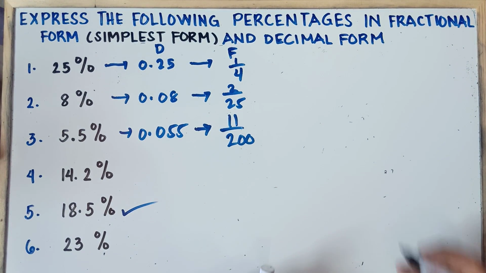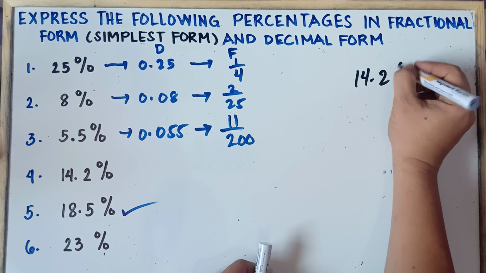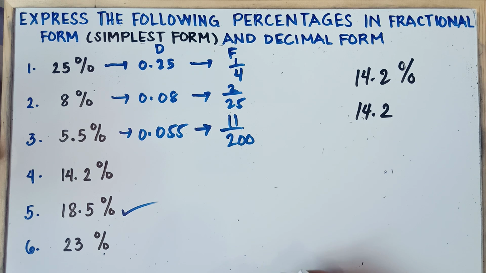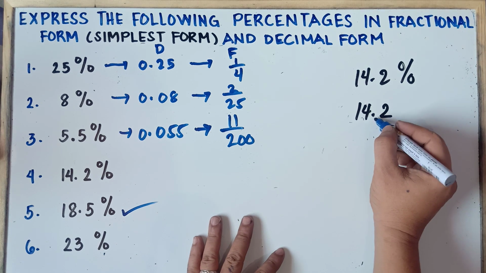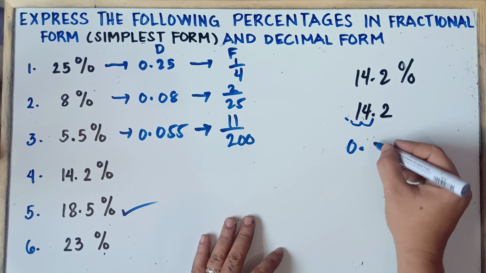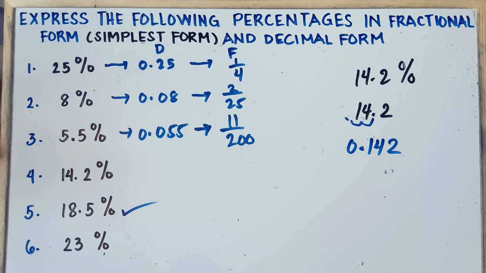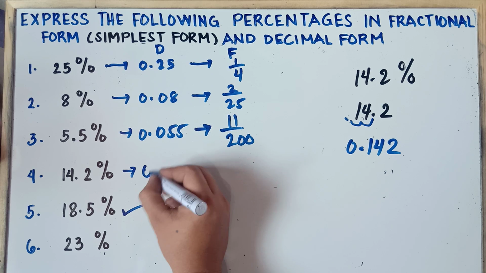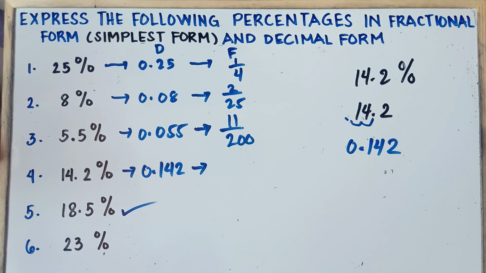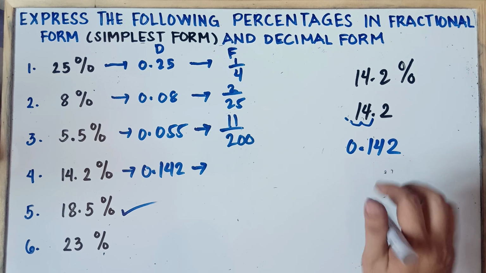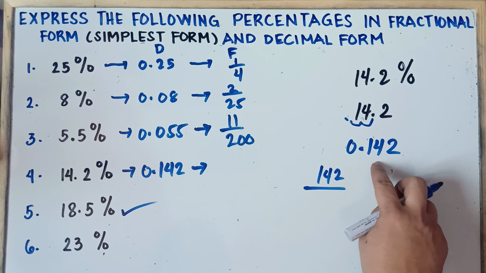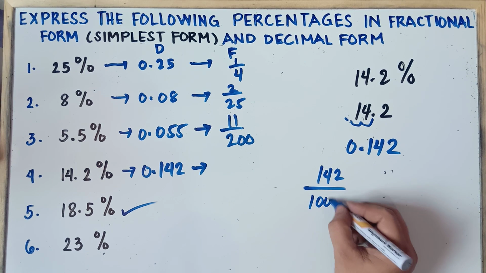So number 4, 14.2%. So 14.2. Once again, the decimal point is here. Move the decimal point right to left twice. 1, then 2. That's it. So the answer is 0.142. As simple as that. So the fractional form, there would be tenths, hundredths, thousands. So copy 142 over 1,000.